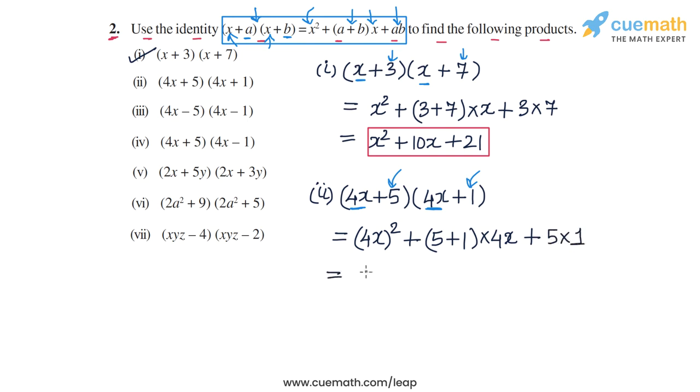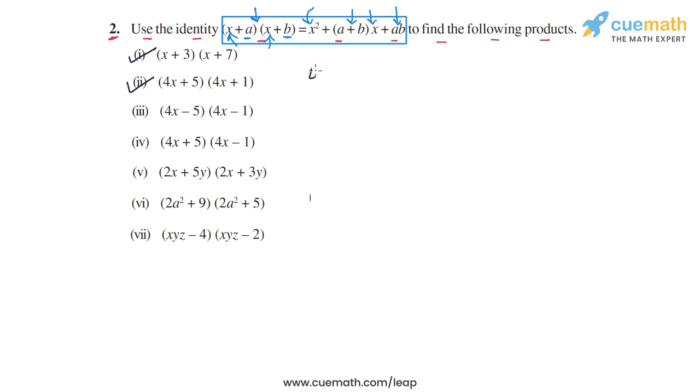Okay, so (4x)² is 16x², and then we have 5 plus 1 is 6, and 6 into 4 is 24. So the second term we will get is 24x, and then we have 5 into 1, which is 5. So this expression, 16x² + 24x + 5, this is the product in the second part.